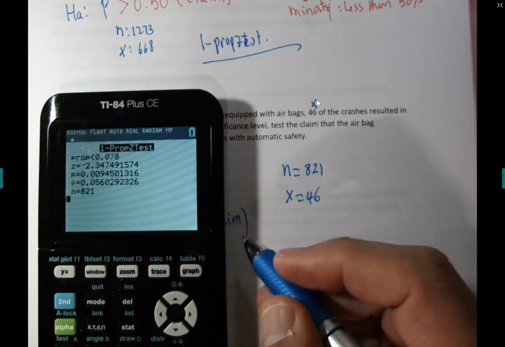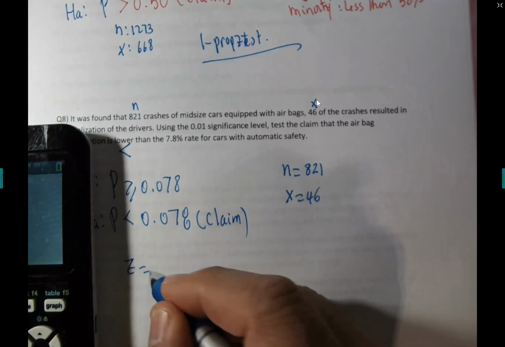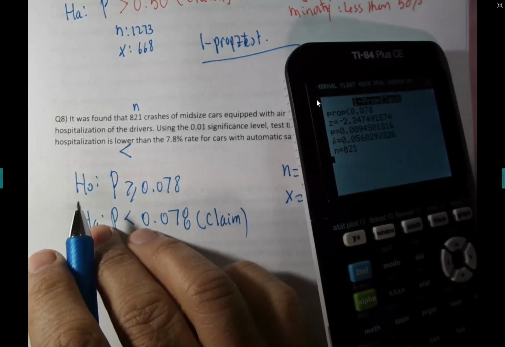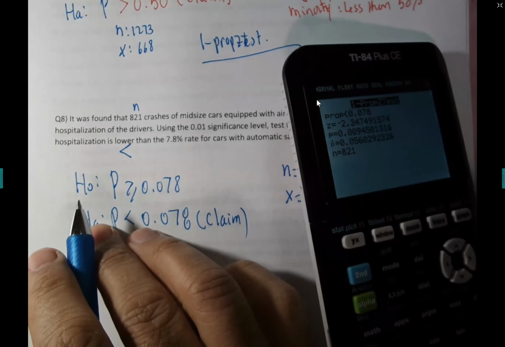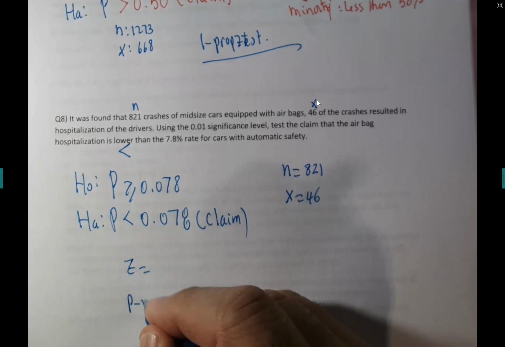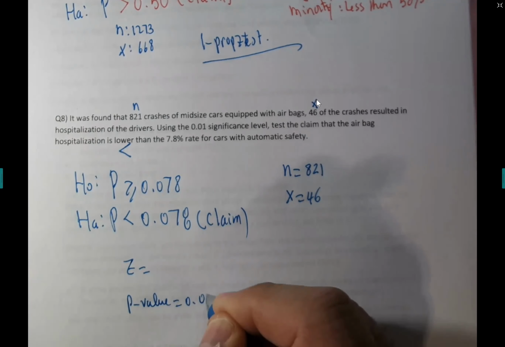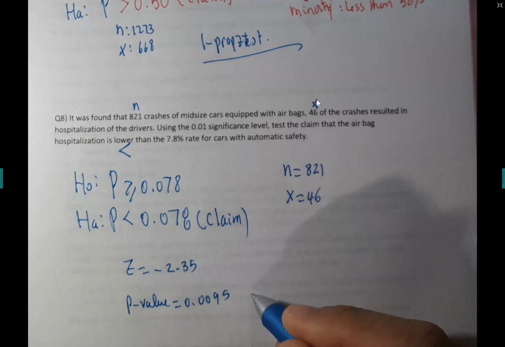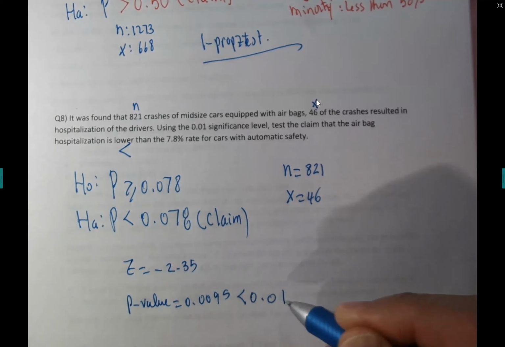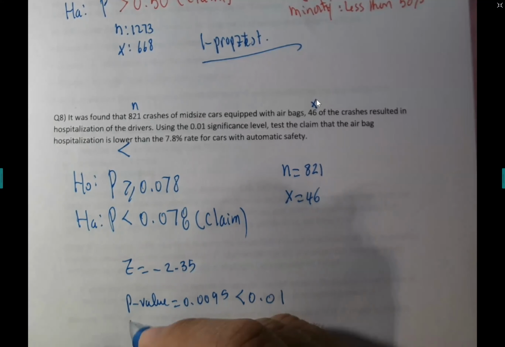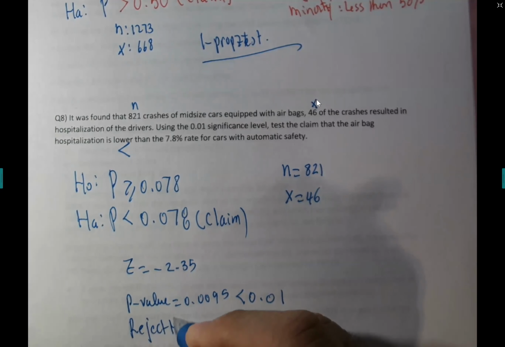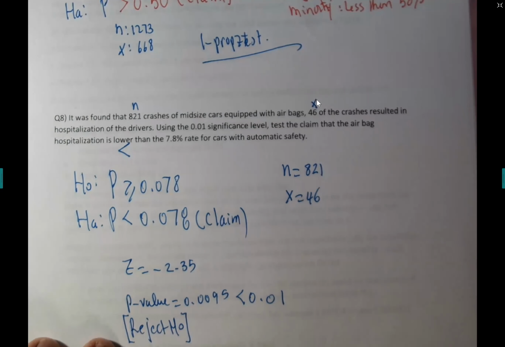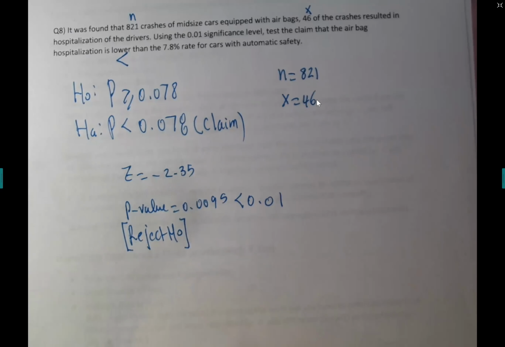So Z is, you can see the Z, guys, negative 2.35. And the p-value is 0.0095. And you guys agree that this is less than 0.01, of course. So we reject H0. Remember, step number 4 is about whether you reject H0 or fail to reject H0. Don't mention the claim at all in this step. Now we mention the claim.